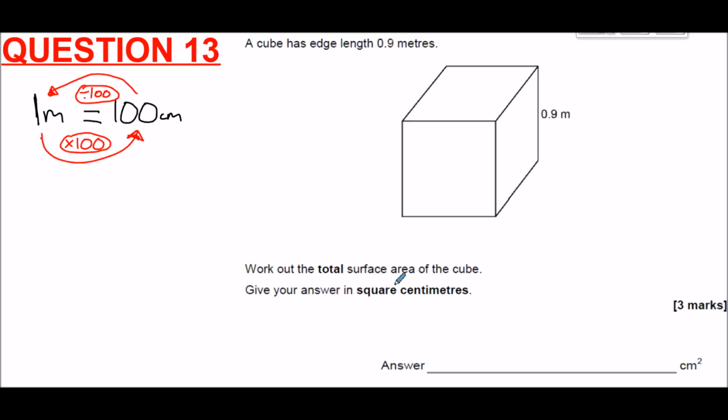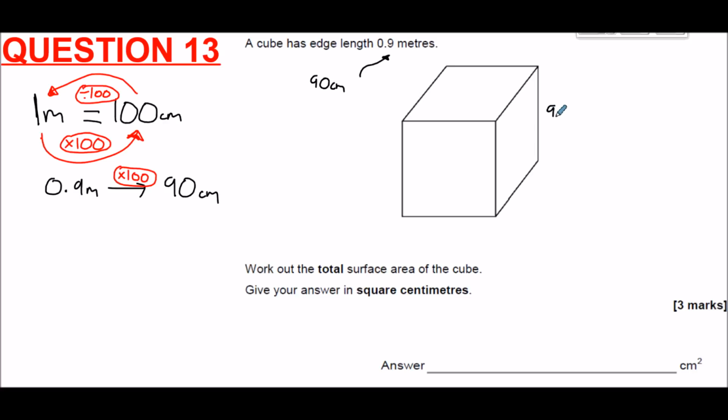But what we're interested in here is converting to square centimeters, because we want our answer in square centimeters. So what we could do is multiply this by 100. And so 0.9 meters, if I times that by 100, I'd get 90 centimeters. So when it says the cube has edge length 0.9 meters, that's just another way of saying it's got edge length of 90 centimeters. And so what we can do now is just think of the cube in terms of centimeters entirely.